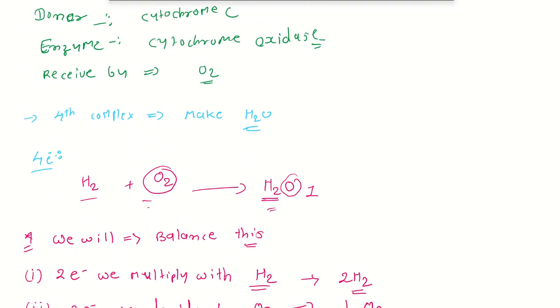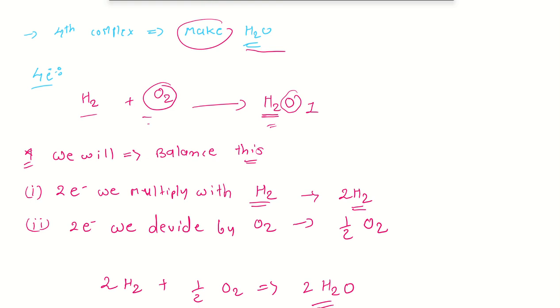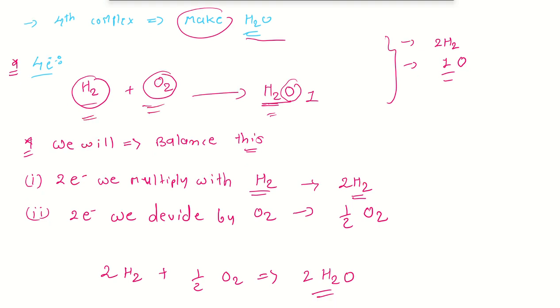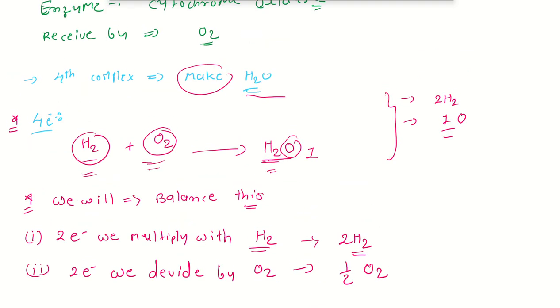So what happened in the fourth complex? We will make H2O. So we have four electrons, and we want to make H2O. So how will H2O form? If we want to make H2O, we want 2H and one oxygen. But we have two hydrogen, two oxygen.